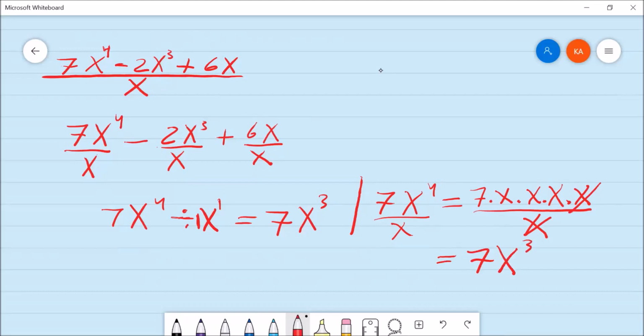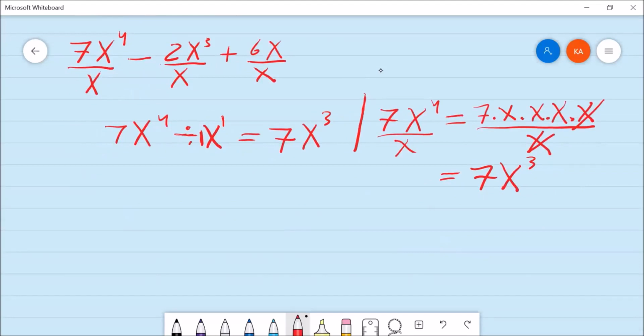We use the same way to solve our example. So we can say that the result is 7x to the power of 3 minus 2x squared plus 6. This is our final answer, and this is how we solve this algebraic fraction.